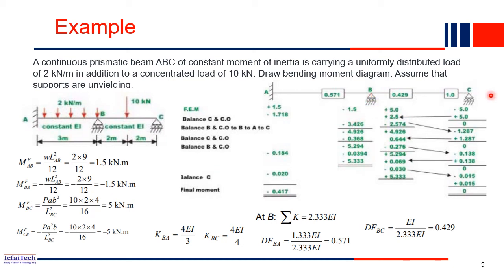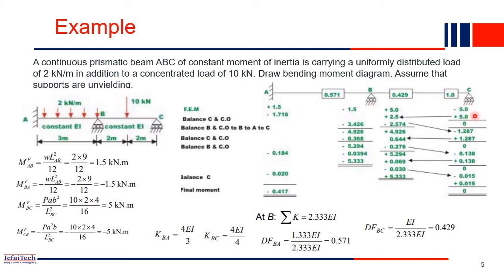Similarly, the fixed end moment in the B to C region will be how much? B to C it is plus 5, so that's why it is written plus 5 here. Similarly, at C to B it is minus 5. So this first line we have now written, and we understood how exactly these things are written. Now we have to balance it one by one.